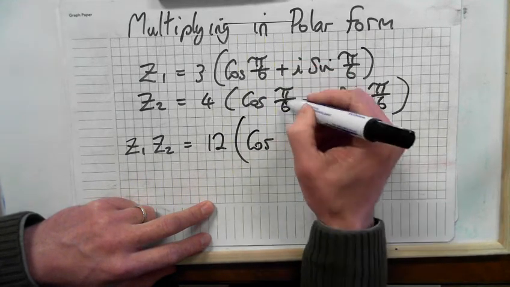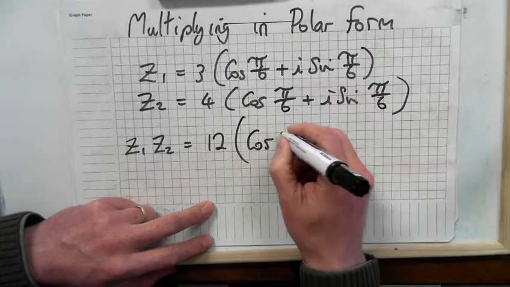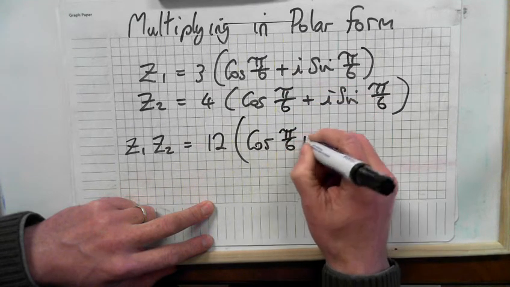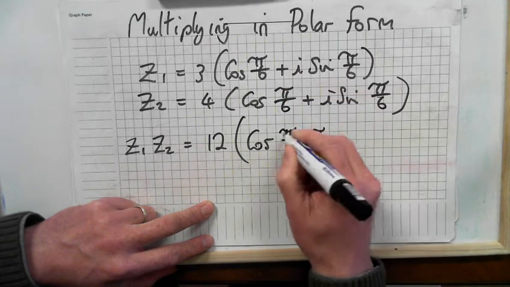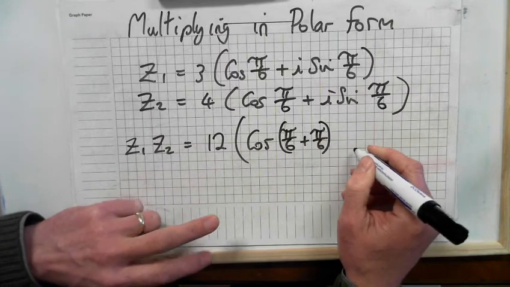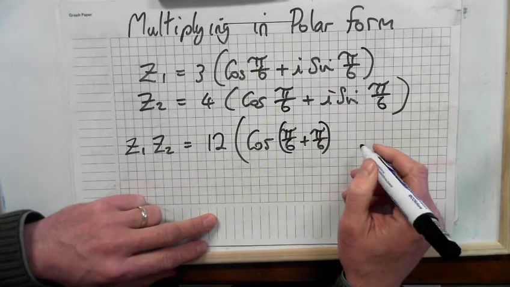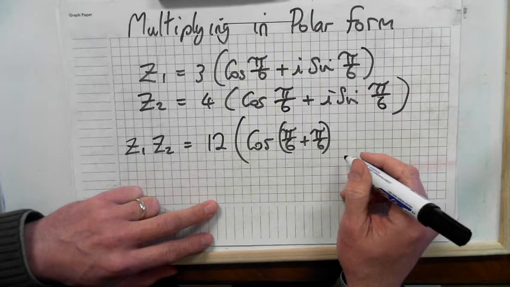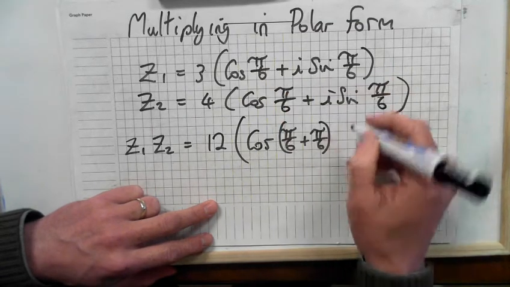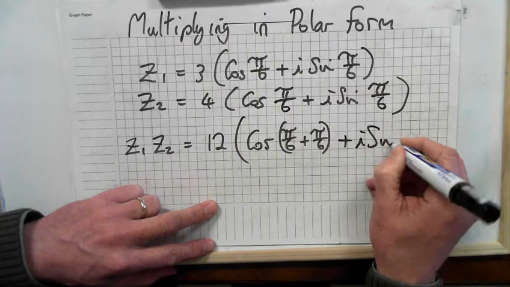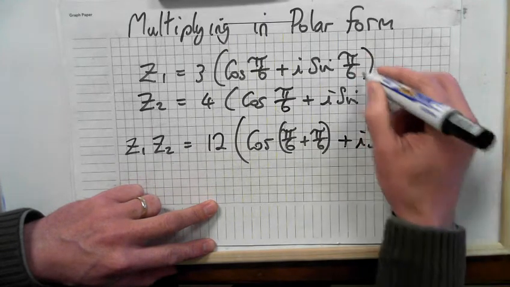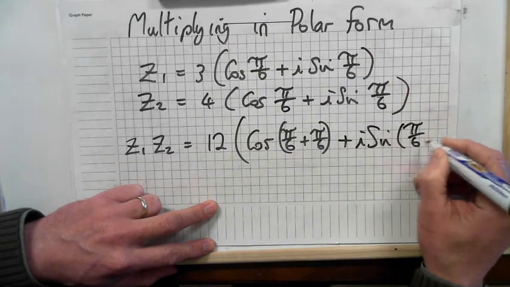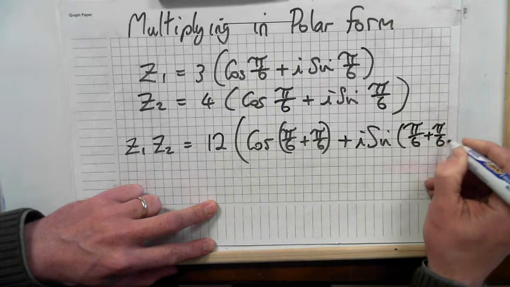cos. Add these two angles. So pi over 6 plus pi over 6. What's 1/6 plus 1/6? 2/6, which is 1/3. So that's pi over 3, isn't it? Yep. Right. Plus I sine. Add these two. Pi over 6 plus pi over 6.